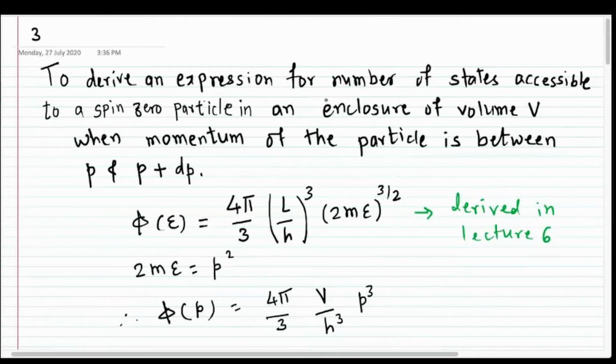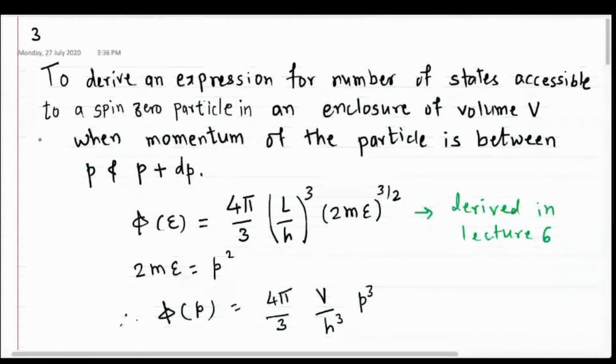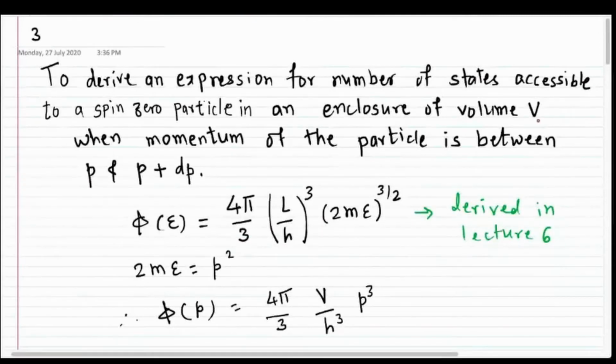Okay. So the number of states accessible to this particular particle in an enclosure of volume V. So the total volume, maybe it is in a box and that box volume is V. And the momentum of the particle is changing between P and P plus dP. Now we are told about the range of momentum. Okay. And volume V decides the range over which its coordinates can change. We have already derived the equation in an earlier lecture for phi E.